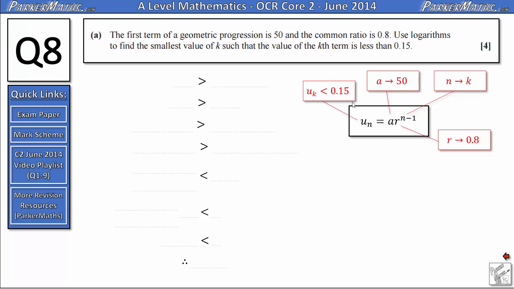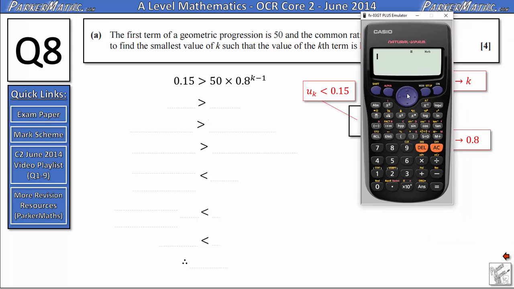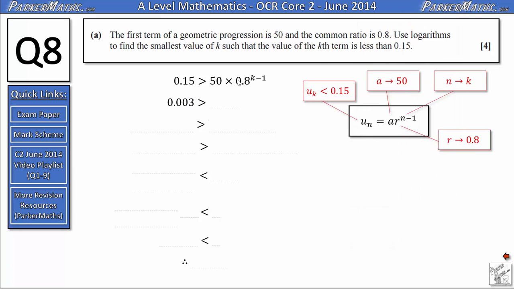So let's substitute the values in and see what we get. On the left hand side, we're going to get 0.15 must be greater than this expression with the values substituted in. So we get 50 multiplied by 0.8 to the power of k minus 1. From here we can divide through by 50. And that gives us 0.003 on the left hand side. On the right hand side we're left with 0.8 to the power k minus 1.